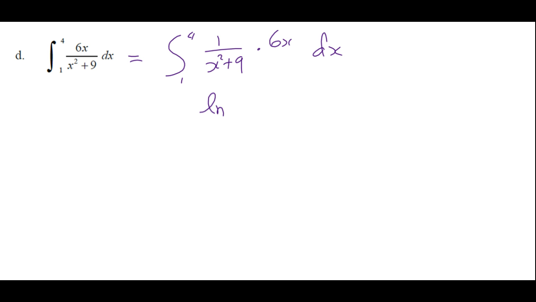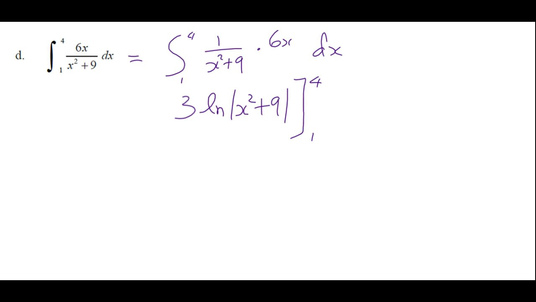Okay, so we could do the ln of the absolute value of, even though x squared plus 9 has to be positive, right? But still, you should always be in the habit of writing the absolute value of. Okay, and then chain rule says when I do the derivative of ln x squared plus 9, I get 1 over x squared plus 9 times 2x, and I need a 6x, so then we're going to throw a 3 in here as well, right? And where's the best place? Well, let's throw the 3 up front. So it's 3 times ln of x squared plus 9, evaluated from 1 to 4.